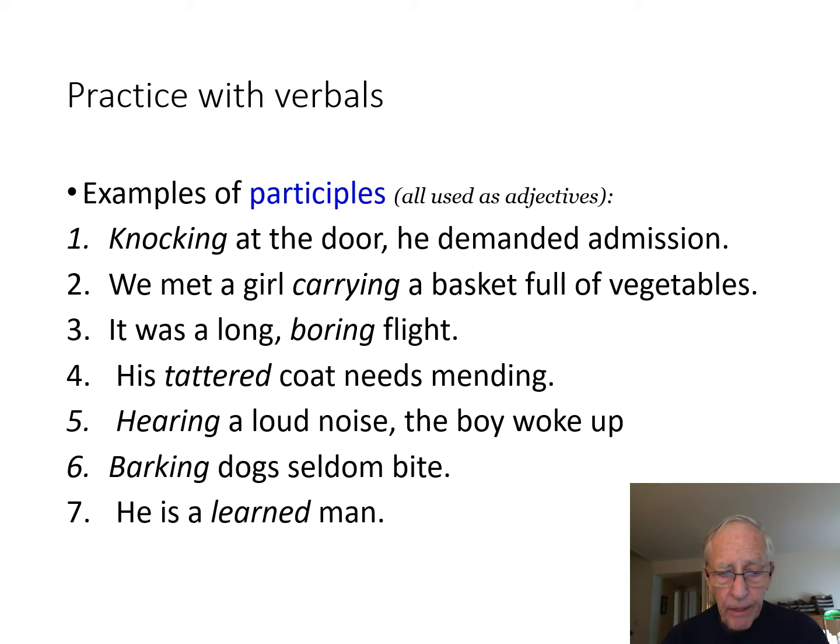Here's a learned man. Remember, we can add -ing, or in some cases we can add an -ed, to take a verb and change it into an adjective. And that's what we've got here, the -ed. The learned is the participle, and it describes man.